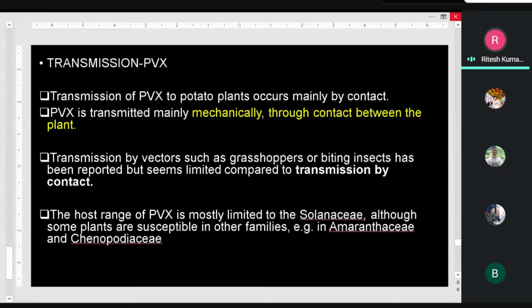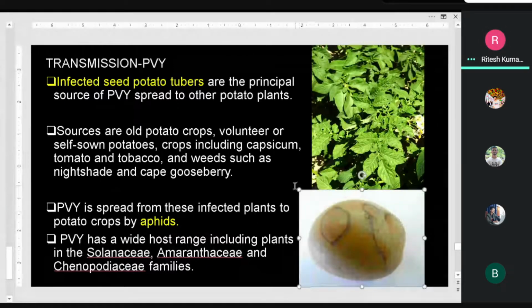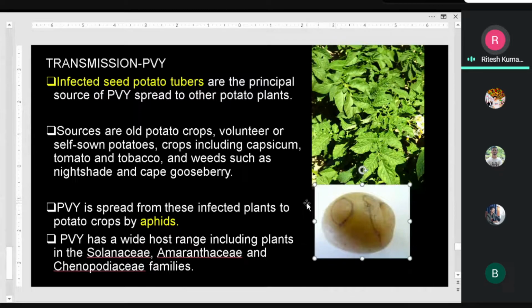Some grasshoppers, biting insects, transmit PVX. Similarly PVY, which I mentioned earlier, causes necrosis. In the case of PVY they cause severe rugose or severe mosaic. They may cause necrosis on the tubers. They may also cause necrosis of the veins. Some dead spots may be seen. They also get transmitted from seed tuber, and by aphids. Again, they have many hosts.